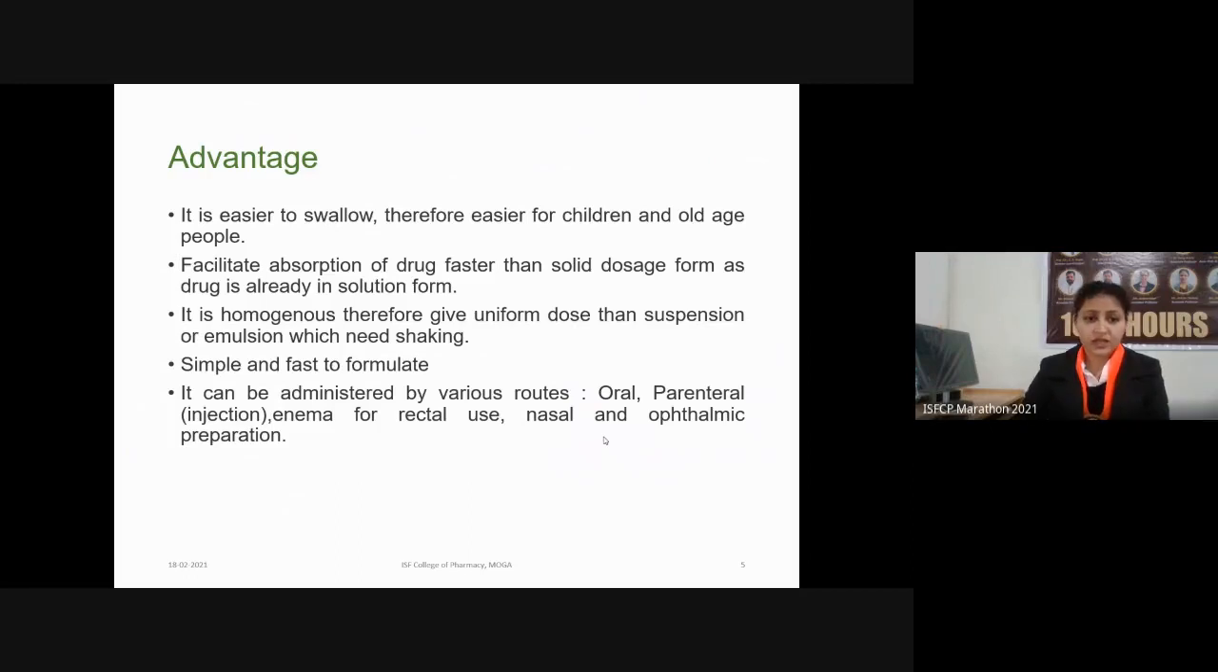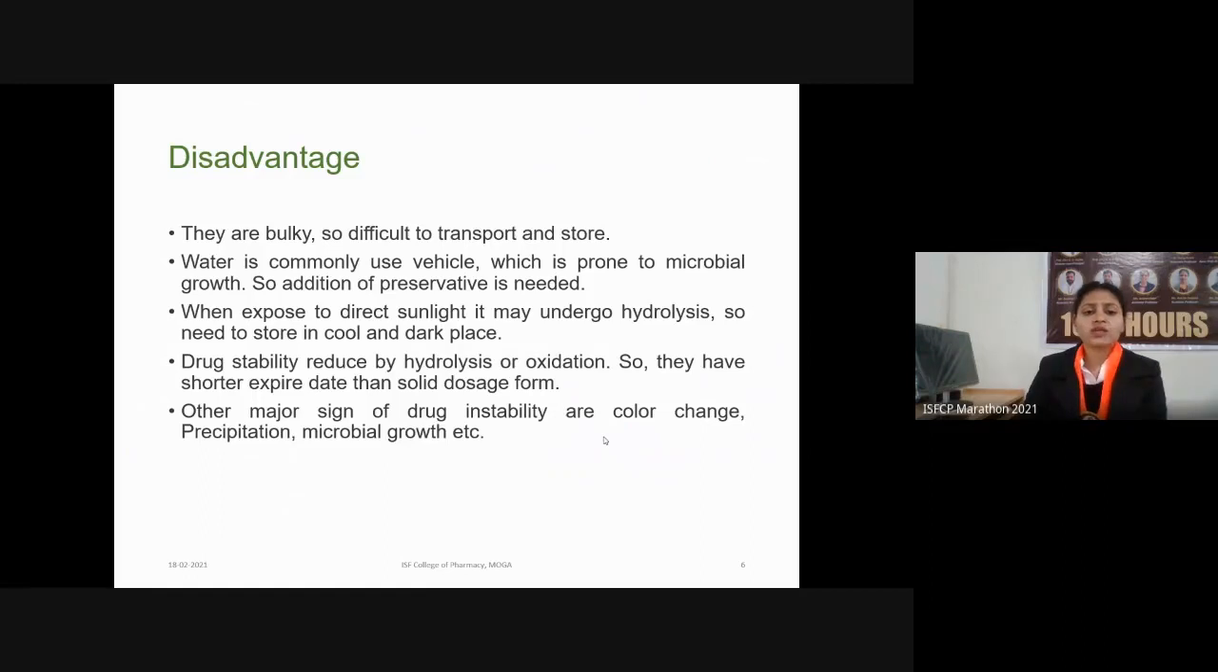Now we should discuss some of the disadvantages of the monophasic liquid dosage forms. As they are very bulky in nature, it is very difficult to transport and store a monophasic liquid dosage form, because they are liquid in nature. Their handling is also very difficult as compared to tablets. Water is a commonly used vehicle which is prone to microbial growth, so addition of preservative is needed.